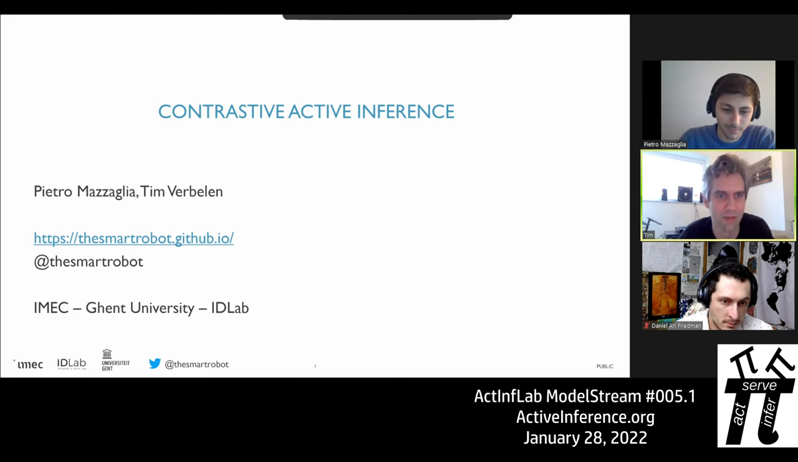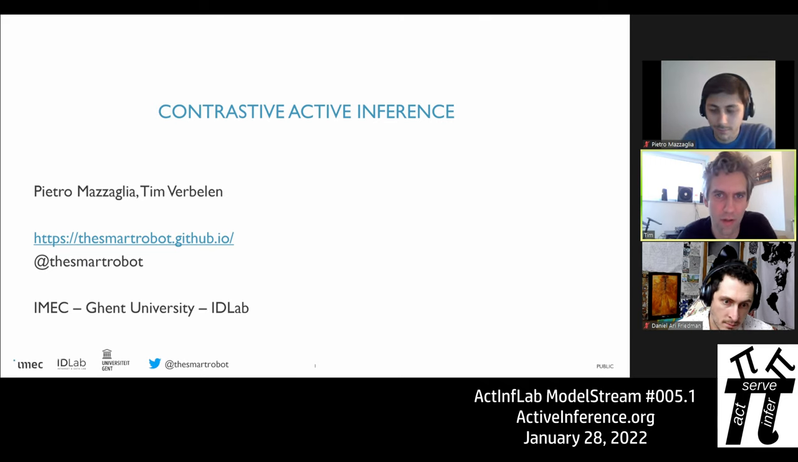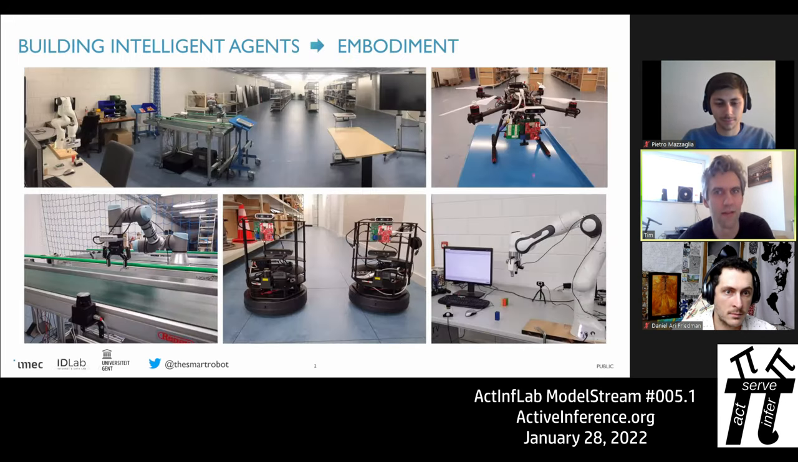I'm Tim Verbelen, together with my colleague Pietro, we'll talk on our work on contrastive active inference. So maybe first to set the scene, why are we looking at active inference? Well, basically our lab wants to build intelligent agents. And from that perspective, we noticed early on, if you want to build something intelligent, it needs to be embodied. It needs to be interacting with its environment.